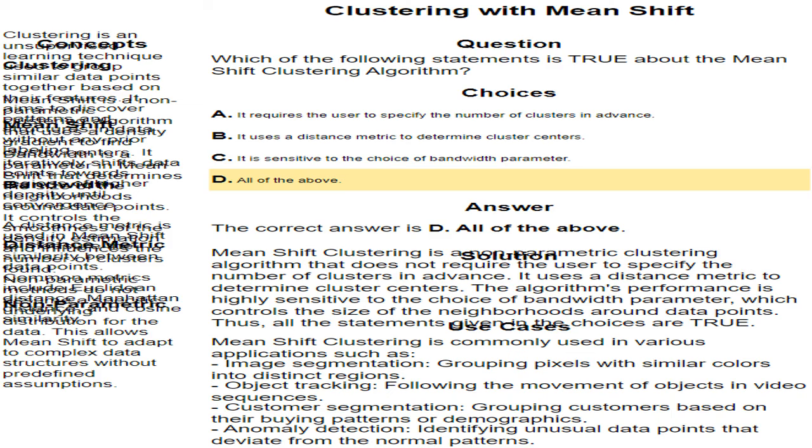Bandwidth. D. All of the above. This statement is true. As explained above, statements A, B, and C are either true or false. Therefore, all of the above is also true. Mean shift. D. Clustering. Clustering is an unsupervised learning technique used to group similar data points together based on their features. It aims to discover patterns and structures in data without any prior labeling.